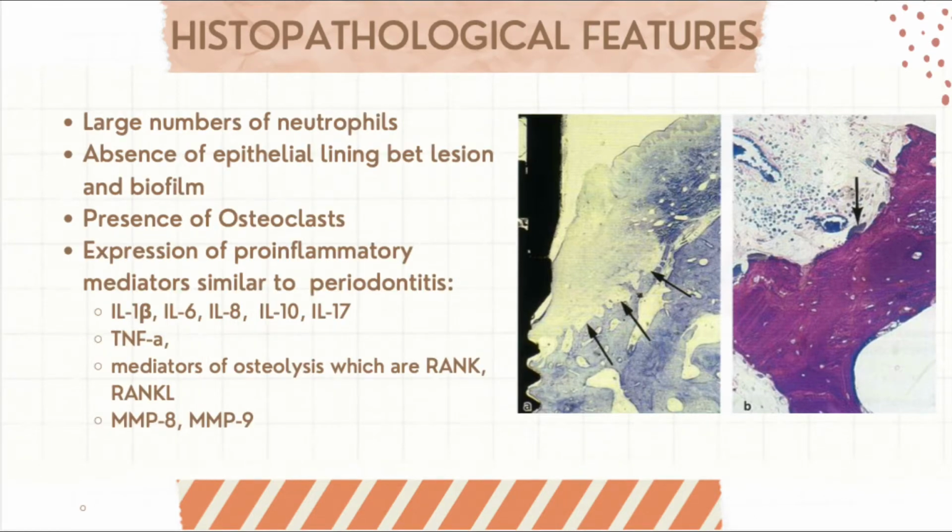Other than the presence of large inflammatory cells and PMN cells, we also have large numbers of neutrophils, absence of epithelial lining between the lesion and biofilm, and the presence of osteoclasts. Additionally, expression of pro-inflammatory mediators similar to those expressed by periodontitis is also included. We have the interleukin-1 beta, 6, 8, 10, and 17. We also have the tumor necrosis factor alpha, and the mediators of osteolysis, which are RANK and RANKL. And lastly, we also have the matrix metalloproteinase 8 and 9.